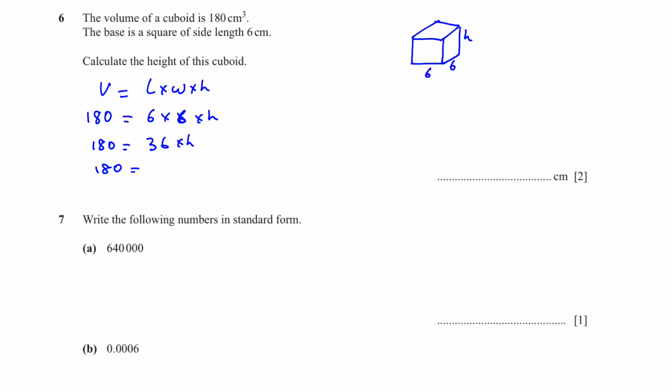This is a multiply here, 36 multiplied by h. When we bring the 36 to the other side, it will be a divide. 180 divided by 36 is h. You will get 5 centimeters.